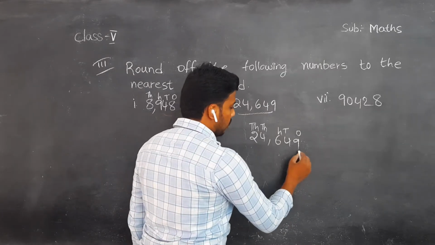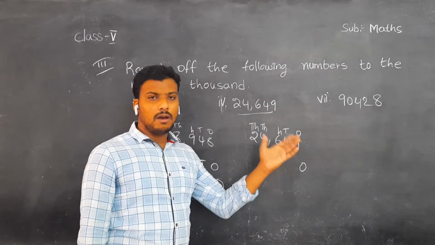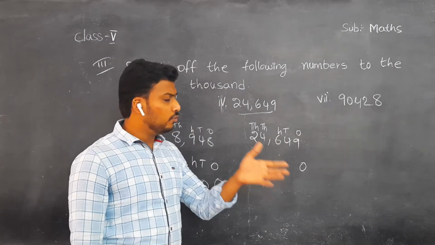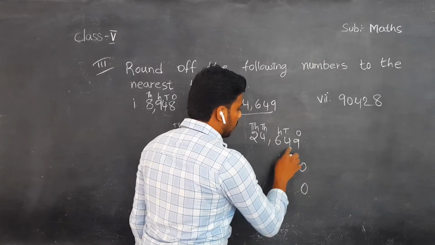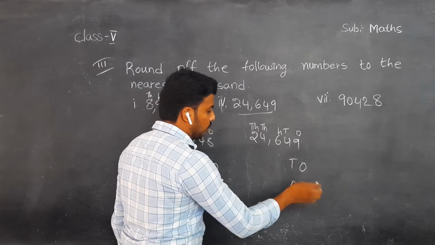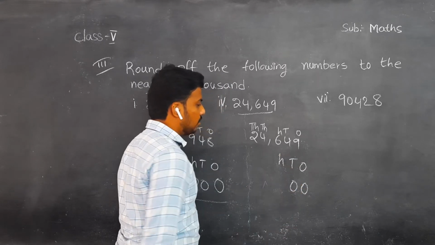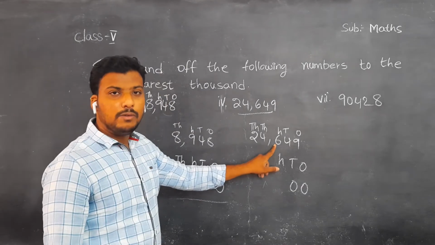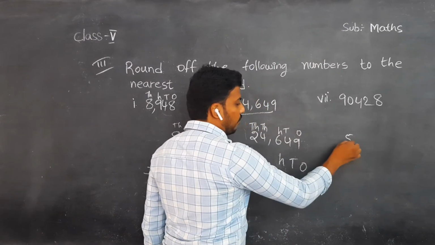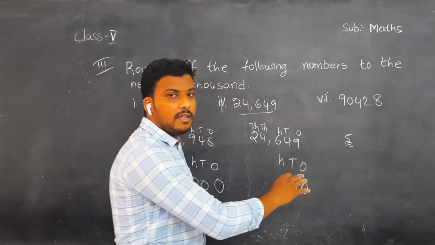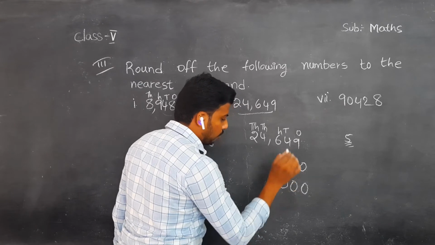Again, see, in the place of ones, whether the value is 9 or small, like 1 or 2, you need not bother. You should keep only 0. In the place of tens, the value is 4, but you should keep 0. And in the place of hundreds, the value is 6. The 6 is greater than the value 5. It is not less than 5. It is greater than 5. So here too you need to keep 0.